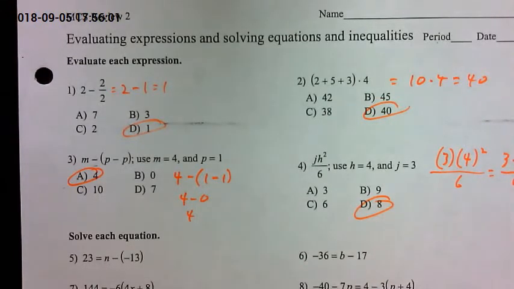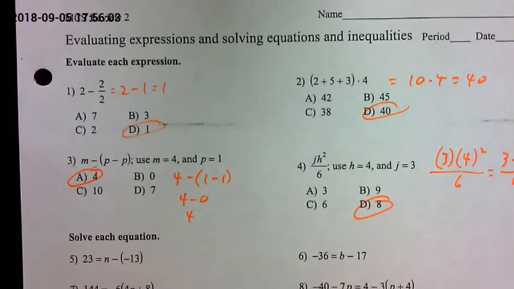On the next section, it says solve each equation. So some of these are easier than others. But again, make sure you're doing your order of operations backwards as you bring things over to the other side so that your variable is by itself.